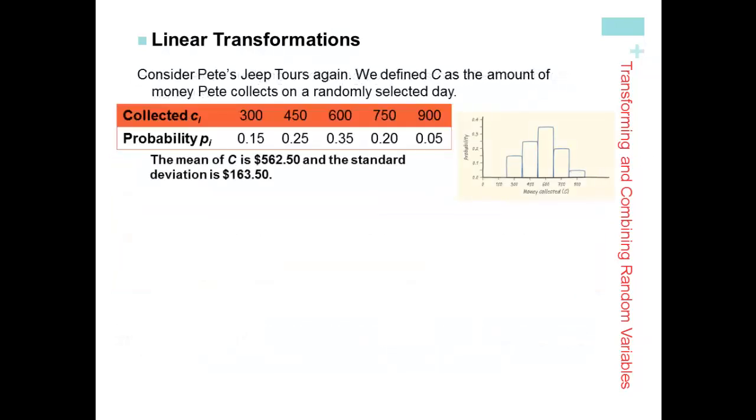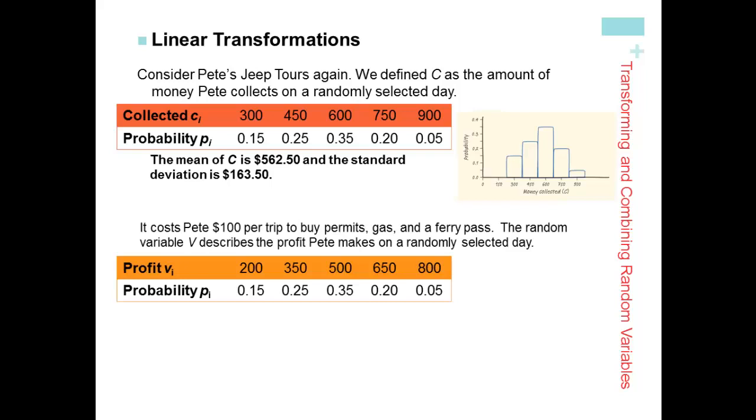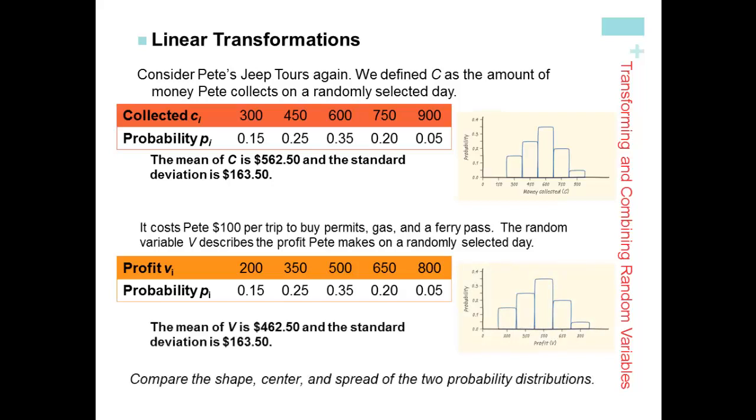Now let's take a look at this again. Consider Pete's Jeep tour again, and we've got our random variable C defined as the amount Pete collects. Let's suppose it costs Pete $100 per trip to buy permits, gas, and a ferry pass. The random variable V describes the profit that Pete would make on a randomly selected day. So you can see that from all my individual outcomes from the amount collected, I have subtracted 100 from each of those. If I were then to calculate the mean and the standard deviation using the formulas we covered back in section 6.1, I would end up with a mean of 462.5 and a standard deviation of 163.5.